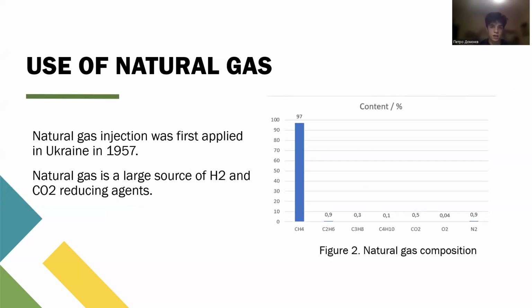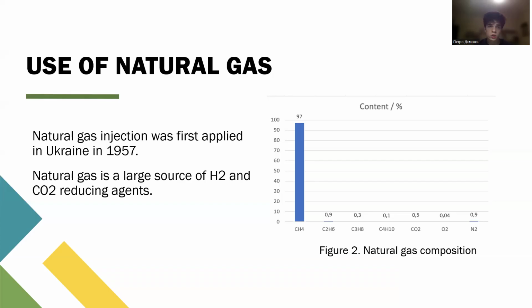1957, and by the 1990s it was used in over 60 blast furnaces. Natural gas injection into a blast furnace reduces coke consumption and CO2 emissions, and improves economic efficiency. Increasing the natural gas supply from 170 to 130 cubic meters per ton of iron reduces coke consumption by 6 kilograms per 1 ton of pig iron. The chemical composition of natural gas is shown in Figure 3.